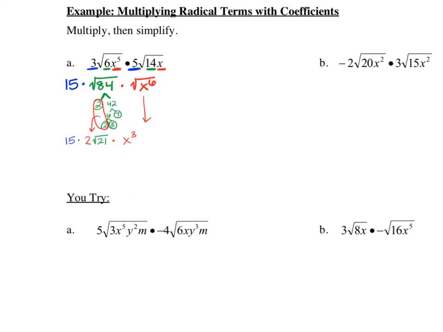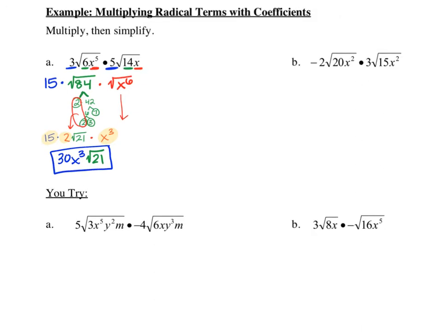So now we're just going to multiply anything that does not have a radical symbol. So 15 times 2 is 30, and then the x cubed. So we have 30 x cubed, and then the square root of 21 is left. So this would be your final answer.